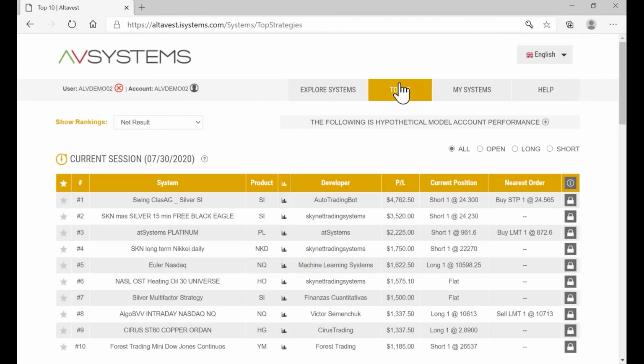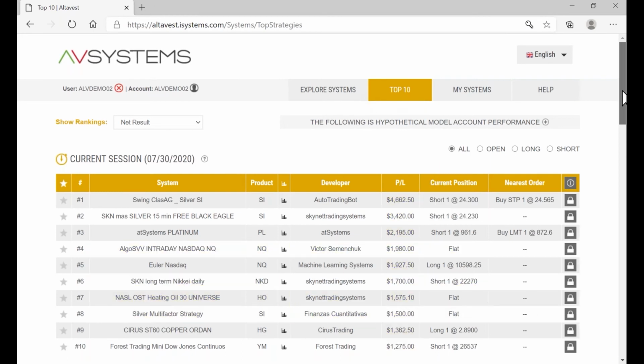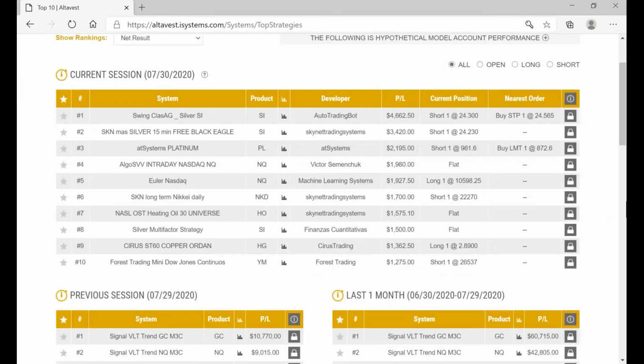This is always fun. So for today, these are the top 10 systems right now. Trading, you can see silver, platinum, NASDAQ, heating oil, copper, the Dow, mini Dow, and you can see this swing trading system here in silver. It's gaining today about $4,600. It's currently short one contract at 24.30. It has a buy stop in place at 24.56. So it tells you what's happening, where the market is, where the stop orders are, profit orders, you name it. It's all visible.